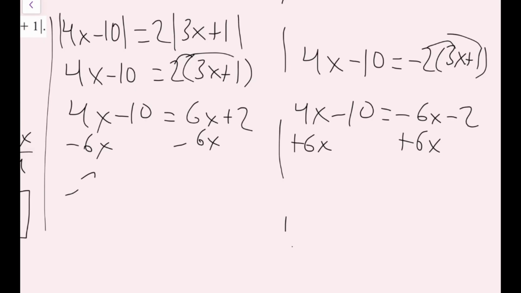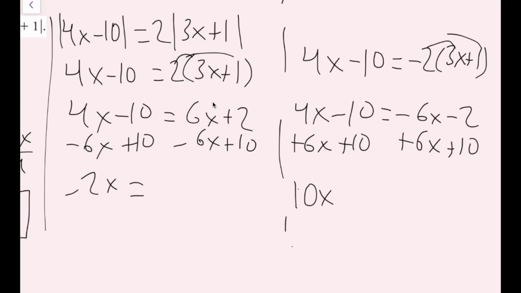So I'm going to get negative 2x. Here I'm going to get 10x. And then in the same step, I'm going to add 10. Okay, so when I add 10, these cancel. Bring the equals down. These cancel. And I'm going to get 12 here, and then I'm going to get 8 here.